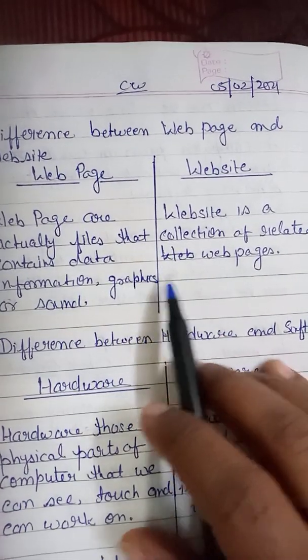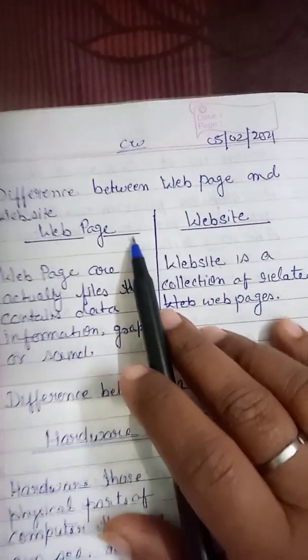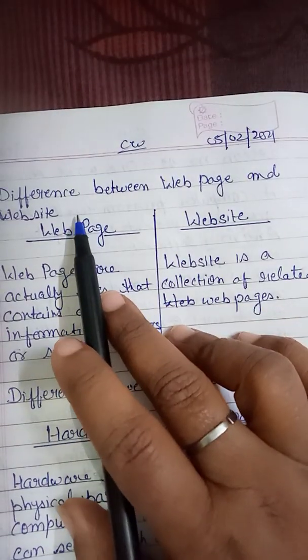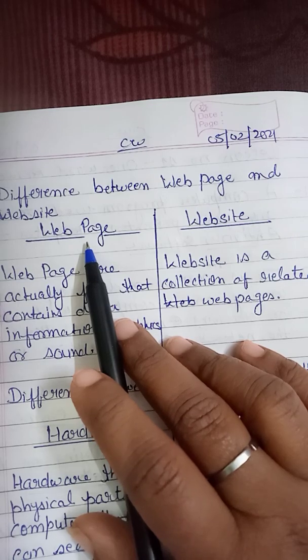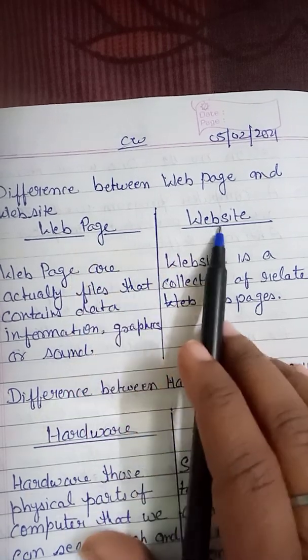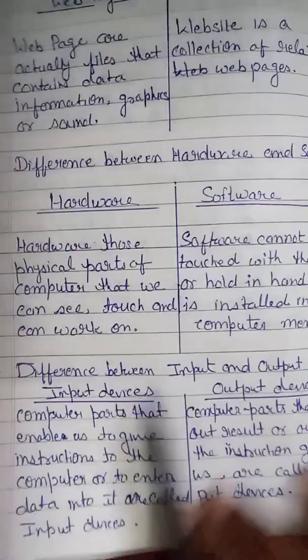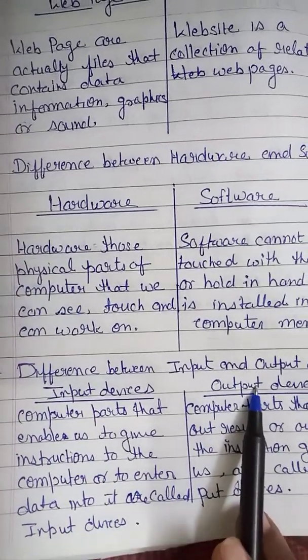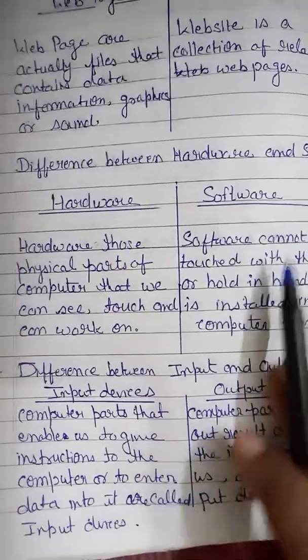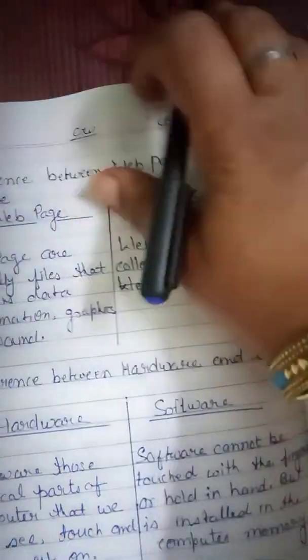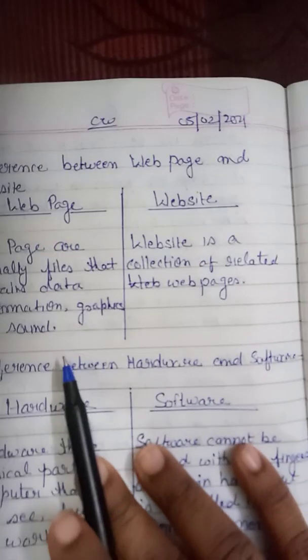Dear student, today we will do the differentiation. Today I will tell you about the difference between web page and website, hardware and software, input device and output device. First I have explained you web page and website.